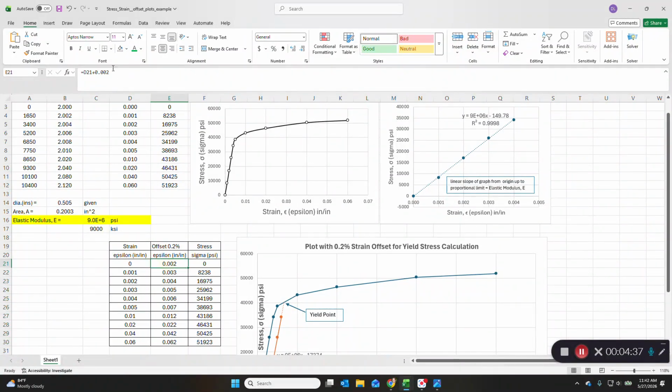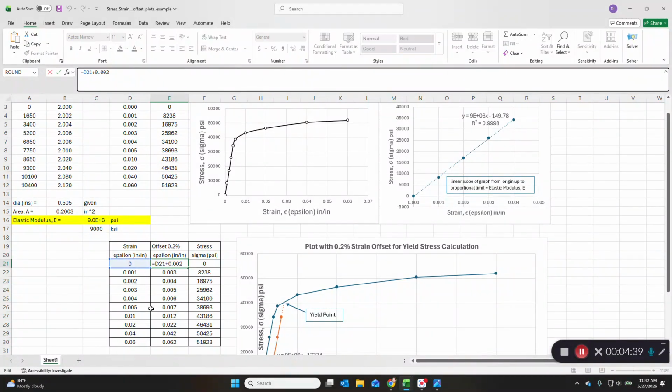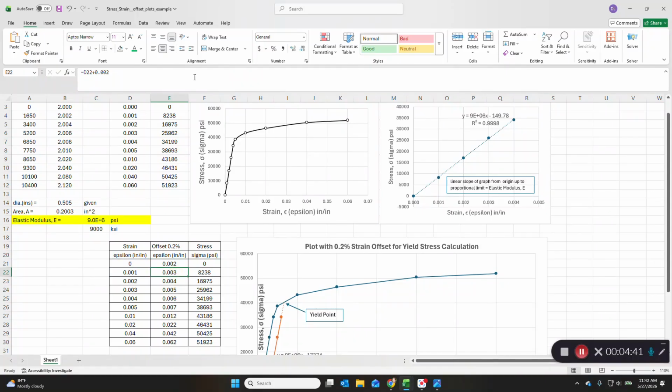And then here we add 0.002 to each reading, and that becomes the offset strain vector. Then the stress vector is copied verbatim from up above. No formulas, just numbers. And now we can plot all 3 of these.